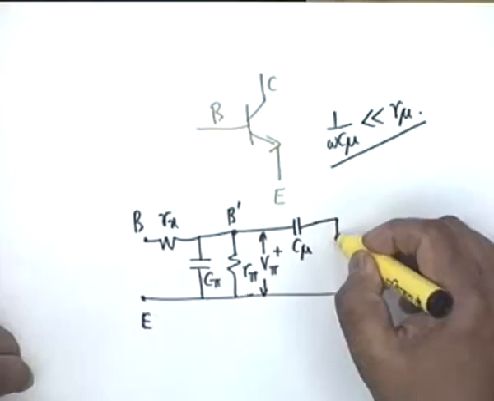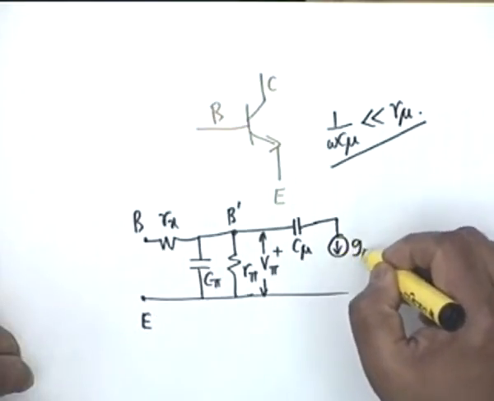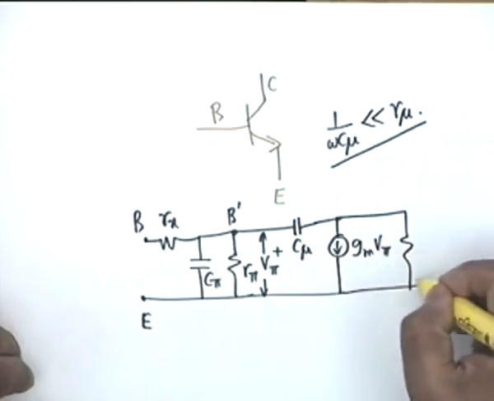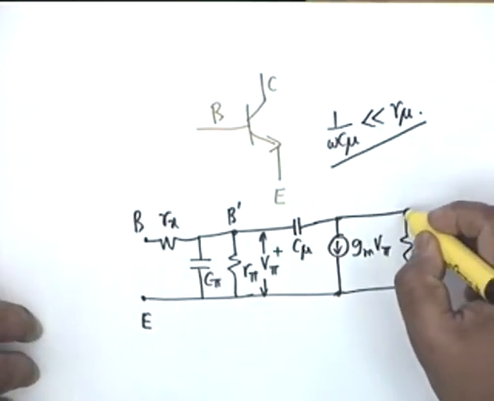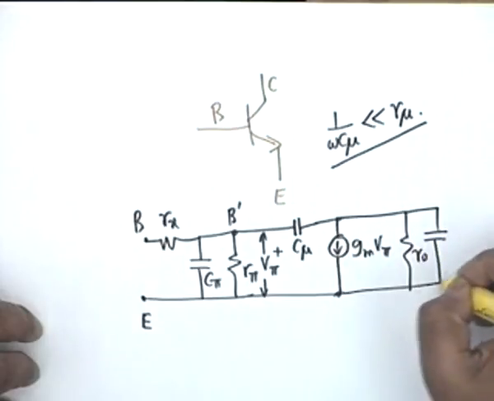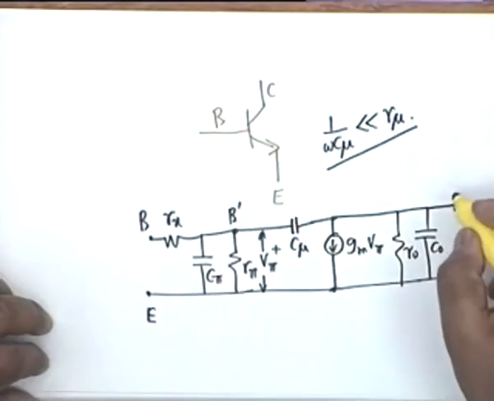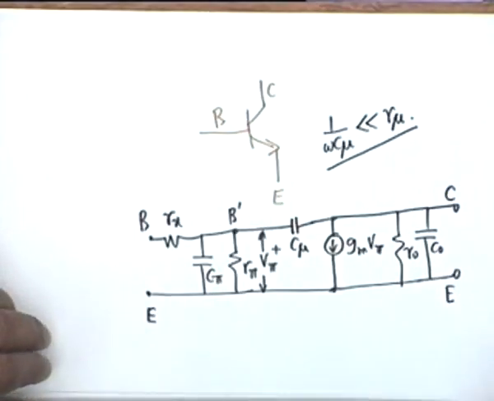And then we have the gm V pi in parallel with R0 and C0. This is the other capacitance that has to be taken into account. So, this is the collector, this is the emitter. This is the hybrid pi equivalent circuit.